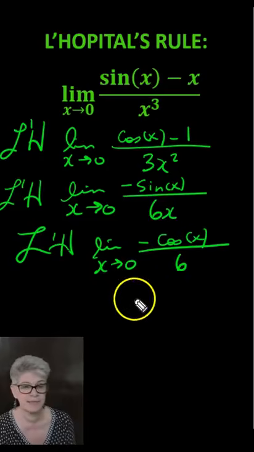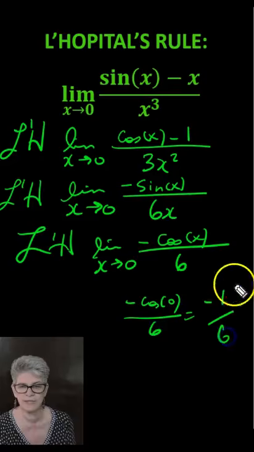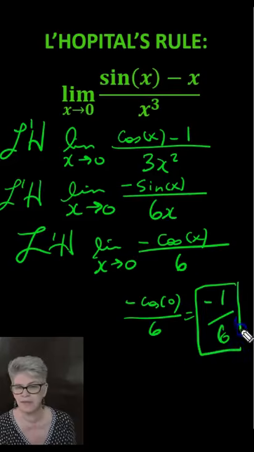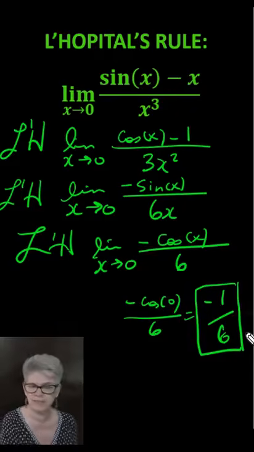Now if I plug in 0 for x, I'm going to get minus 1 over 6. And that is going to be my answer. So that limit, the original limit, is equal to -1/6.